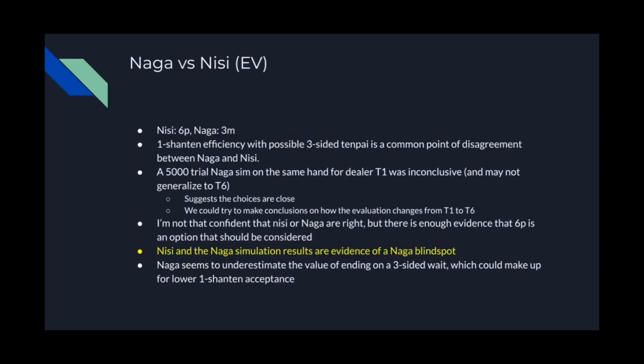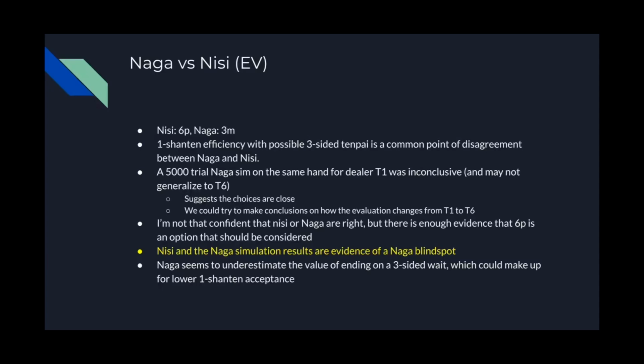So going back to the original problem, Nisi chose 6p, Naga 3m. So this was a 1-shanten hand where there was a possible 3-sided tenpai if we cut 6p. And this is a common source of disagreement between Nisi and Naga: whenever there's the opportunity to take a 1-shanten that is lower acceptance but higher chance of 3-sided wait, Naga will usually always take the higher acceptance, and Nisi will sometimes take the 3-sided wait option, which might be lower acceptance.